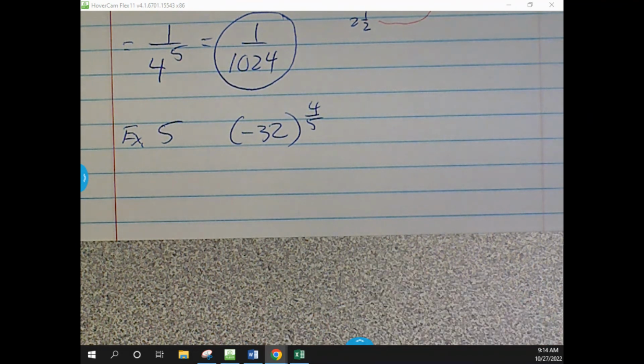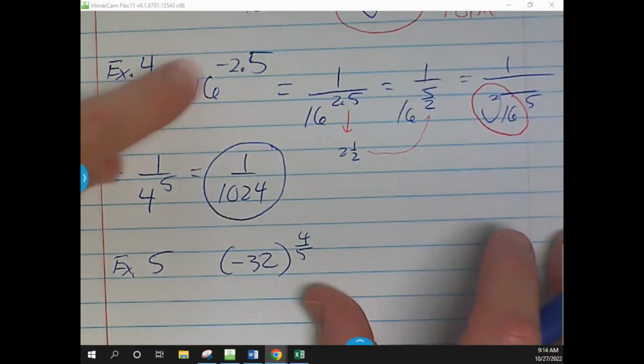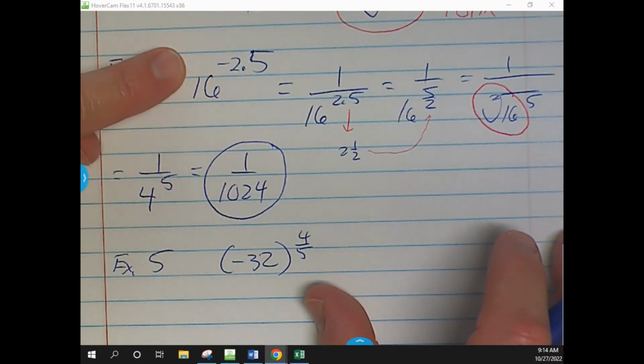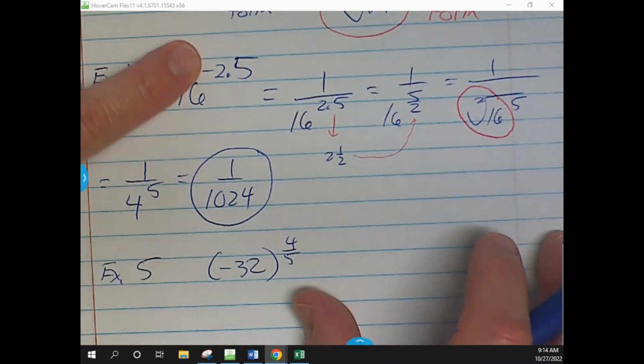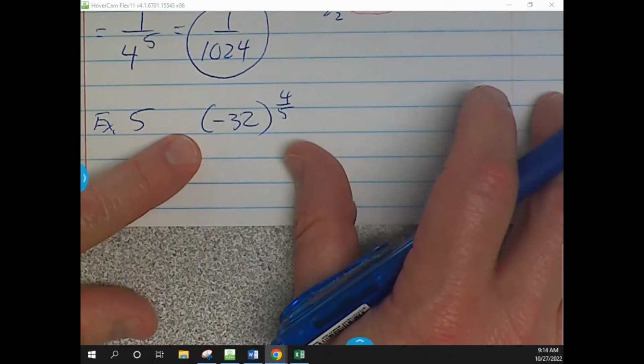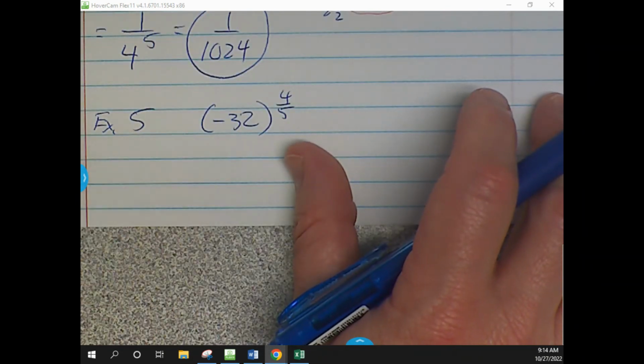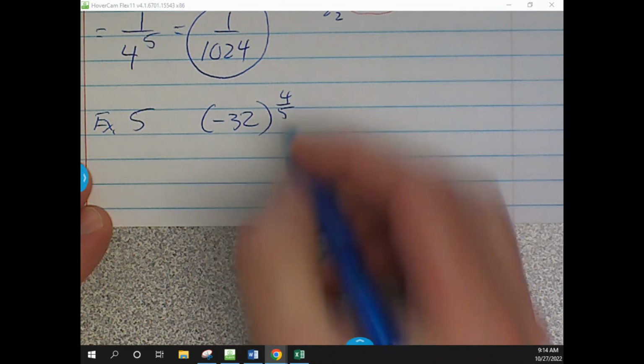Okay, now for this one, I don't think we're going to put this as 1 over, because the difference is, where's the negative here? It's in the exponent, right? If it's just a number that's negative, you don't have to worry about it. It's only when it's in the exponent that you've got to make it a fraction. If it's just a number that's negative, you don't have to flip this thing around. So it's negative 32 to the 4/5 power.